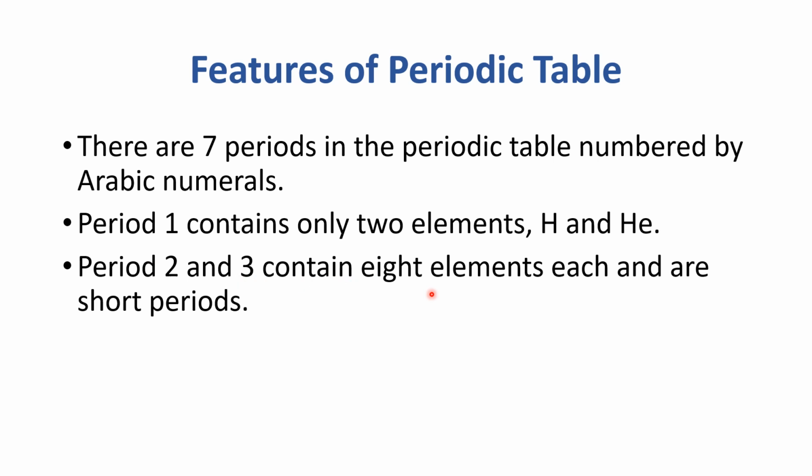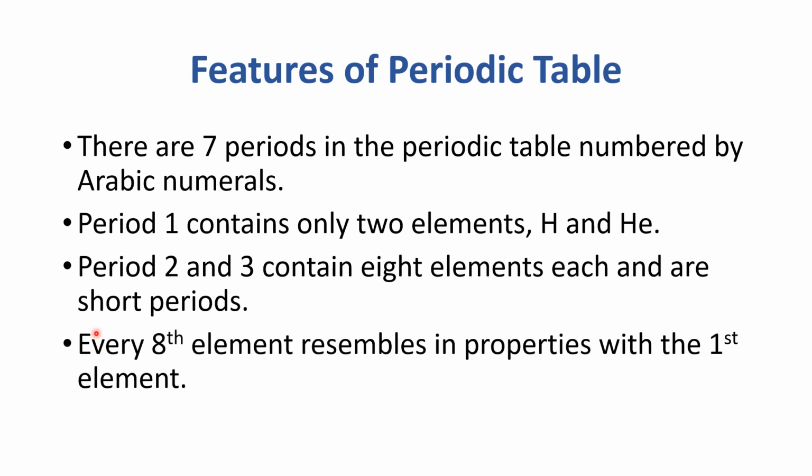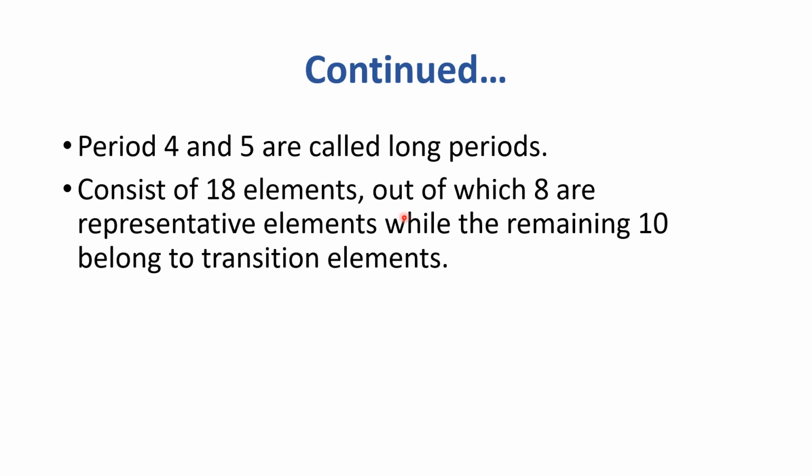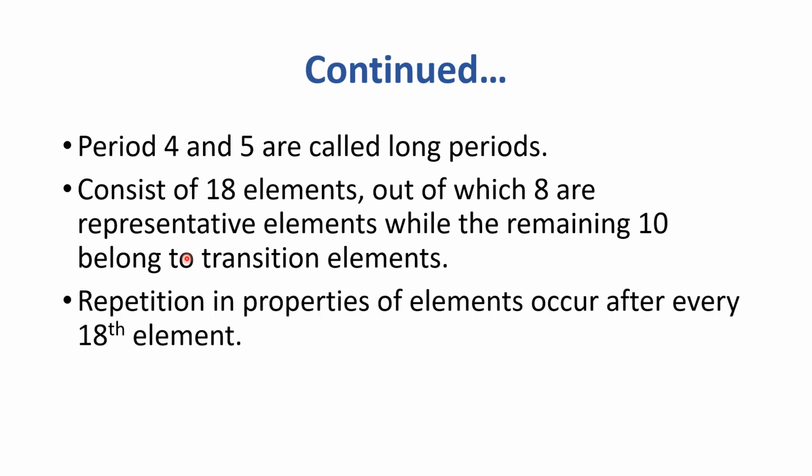Period 2 and 3 contain 8 elements each, and we call these short periods. In them, every 8th element resembles the first element in properties. Period 4 and 5 are long periods, consisting of 18 elements, out of which 8 are representative elements, while 10 are transition elements. In these, repetition in properties of elements occurs every 18th element.